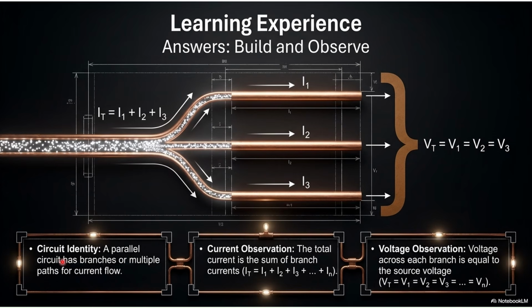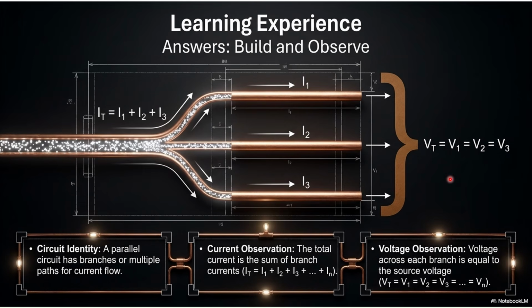So in the circuit identity, a parallel circuit has branches or multiple paths for current flow. So these are the branches, these are the paths. So the total current is the sum of branch currents. So again, I sub T is equal to I sub 1 plus I sub 2 plus I sub 3. You just add the currents.